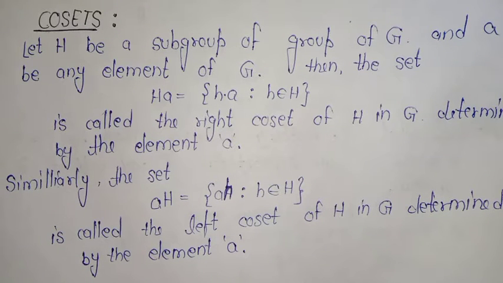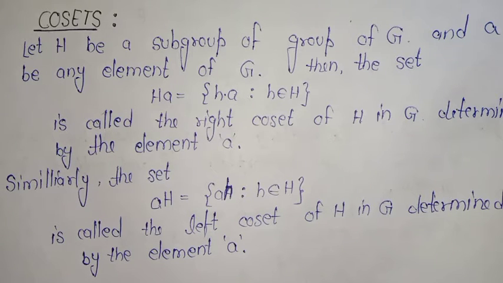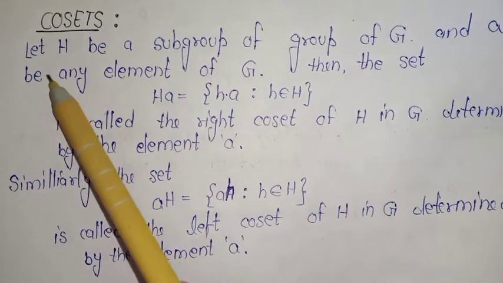In our last video, we were discussing some important examples of kernel of homomorphism. Today we will discuss a new topic of group theory, and that is also a very important topic, known as cosets. So what is the definition? We will start from the definition.